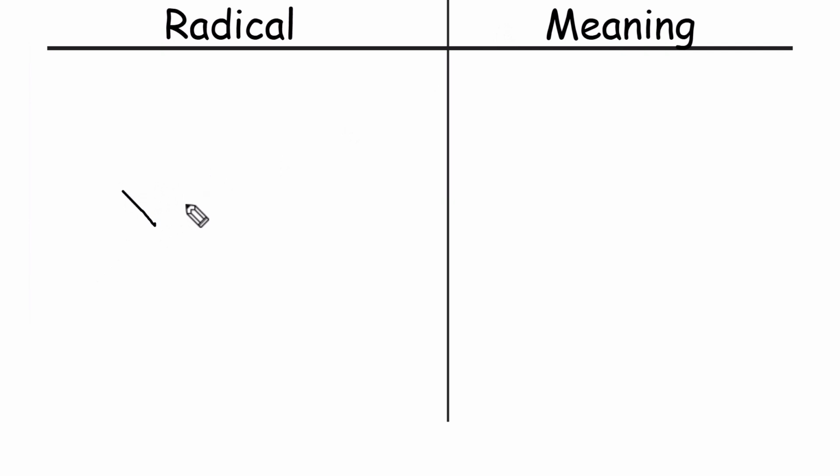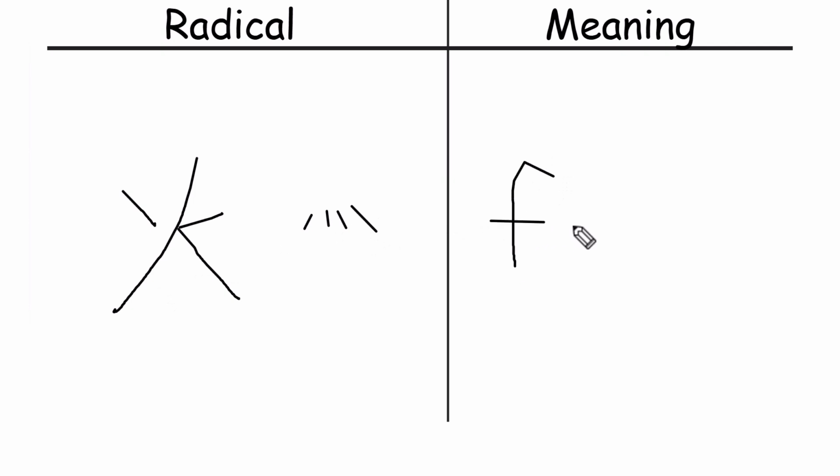Let's talk about the fire radical, written as huo. This radical appears in characters related to fire or heat, like the character for hot and the character for lamp. Understanding this radical will help you recognize characters connected to fire, warmth, and light.